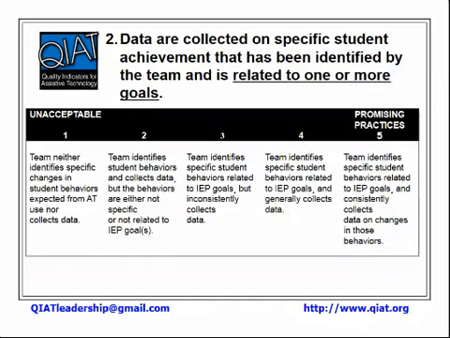This screen shows you the matrix that goes along with the indicator number 2, which is specific to the data being related to one or more of the goals. Column 1, which is unacceptable, states that changes are not identified and data is not collected. Column 2, changes are identified, data are collected, but data are not related to IEP goals. Number 3, data are collected but inconsistently. Number 4, generally changes are identified and data are collected. And number 5, it's all good. Expected changes are goal-related and the data is collected consistently.